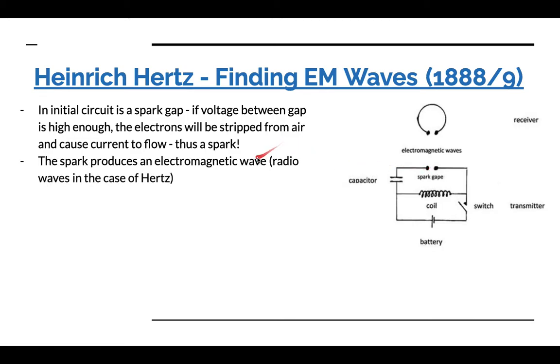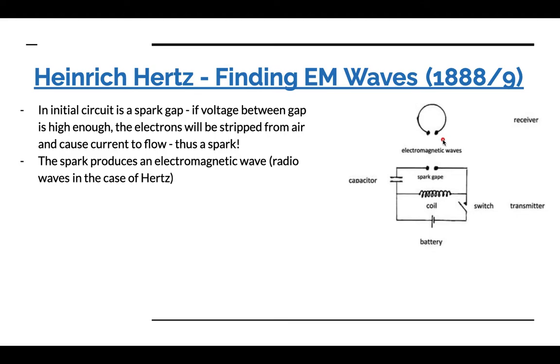So the spark ended up producing an electromagnetic wave. In this case, radio waves in the case of Hertz. How do we know these waves are produced? We can't just see waves. It's not like they're screaming, we're waves, okay? So what Hertz actually had set up is what we called a transmitter circuit.